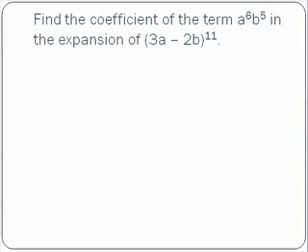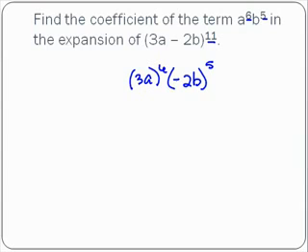Okay? So if I want the b to the fifth, then that means the negative 2b, that whole thing is going to be raised to the fifth. Remember how these two always add up to this one. So our a includes the 3, so that means the 3a is going to be raised to the 6th. And then we have to do combination. The first number that we choose is 11. We have 11 things to choose from. We want to choose 5.